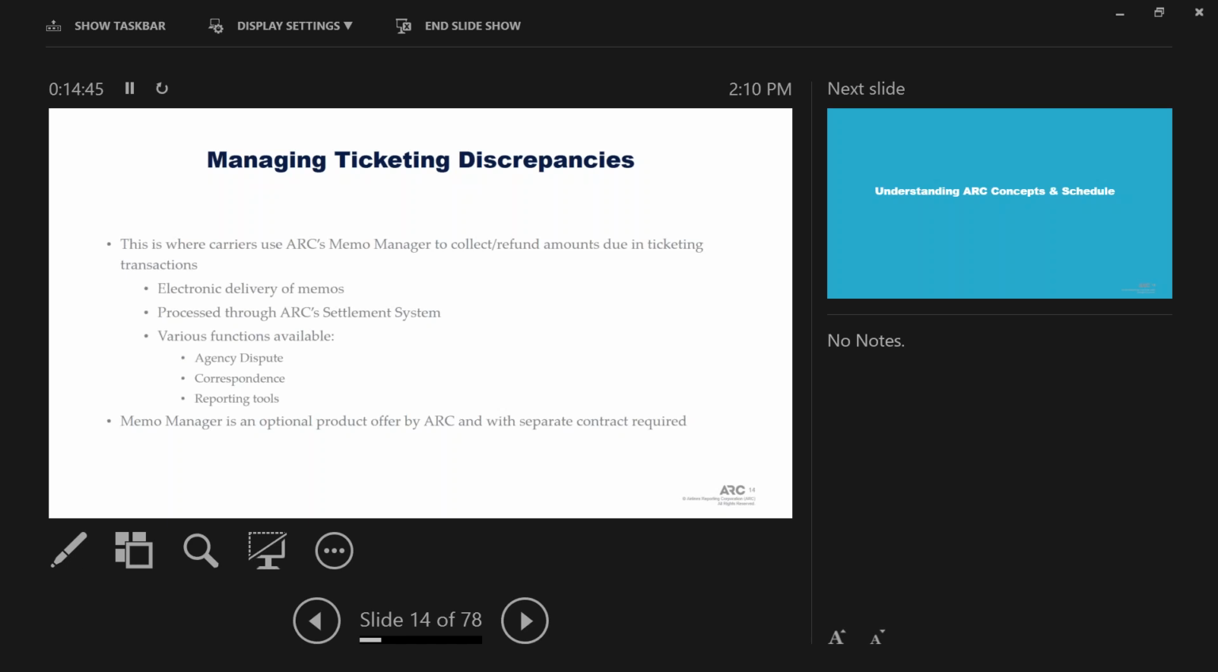Managing ticketing discrepancies. This is where carriers use ARC Memo Manager to collect refund amounts due in ticketing transactions. Electronic delivery of memos processed through the ARC settlement system. Various functions available include the dispute function, where agencies can dispute a memo, and a correspondence field that the airline, the agency, the GDS, and ARC's resolution teams can use. There are also reporting options in Memo Manager, where you can run various queries and output the reports. Memo Manager is an optional product offered by ARC, and a separate contract is required.